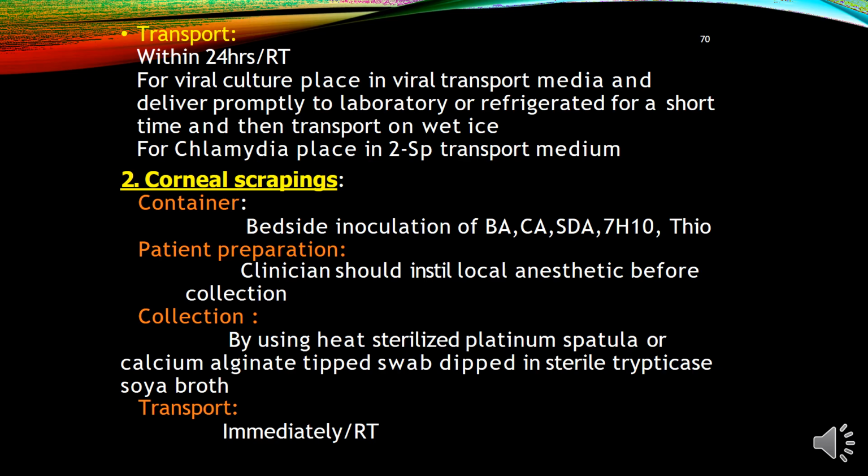Corneal scrapings. Here the media which can be used are blood agar, chocolate agar, Sabouraud dextrose agar, and thioglycolate broth. The 7H10 is what you use. The clinician should instill a local anesthetic before collection. By using a heat-sterilized platinum spatula or calcium alginate tip swabs, samples can be collected. It should be transported.